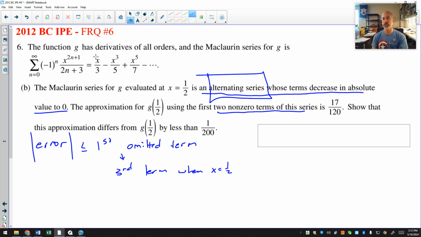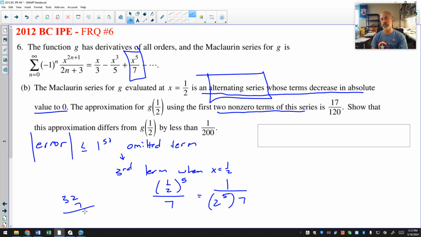So I find my 3rd term, 1, 2, 3. There's my 3rd term. If I plug in 1/2 for x, you get 1/2 to the 5th all over 7. If you wanted to clean that up, that's 1 over 2 to the 5th times 7. 2 to the 5th is 32 times 7. And if you multiply that out, you get 224. And that would indeed be less than 1 over 200. And we're done. And that's all we have to do on that one. Find that first omitted term, show that it is less than 1 over 200.